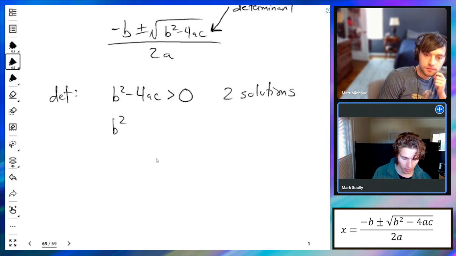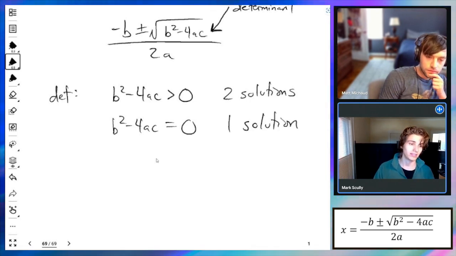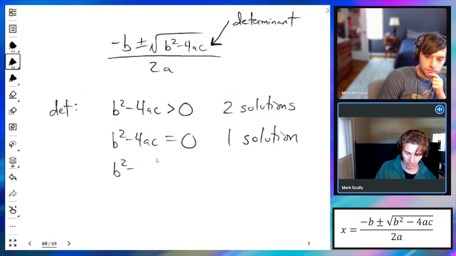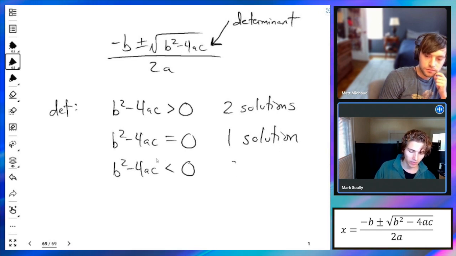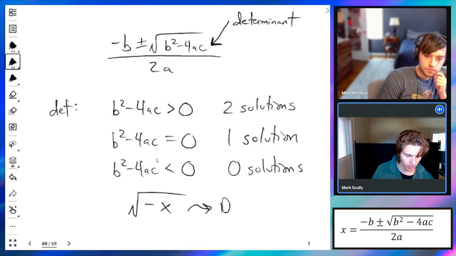If b squared minus 4ac is equal to 0, like we just got, there is one solution. Because you can do plus or minus 0, it's still going to give you just that one solution, just like we just got here with plus or minus 0. The third option, b squared minus 4ac is less than 0, will give no solutions. And that's because if you take the square root of any negative number, this does not exist.